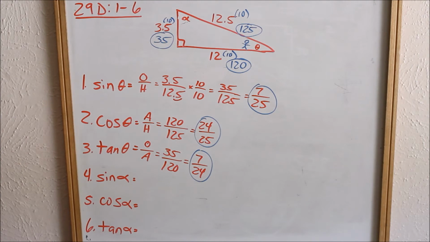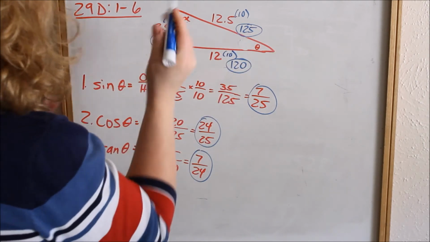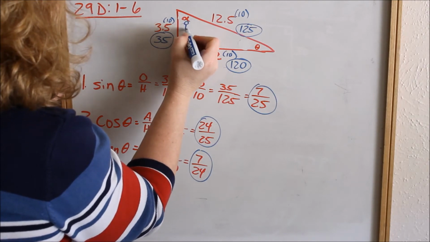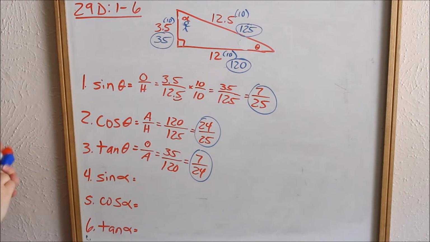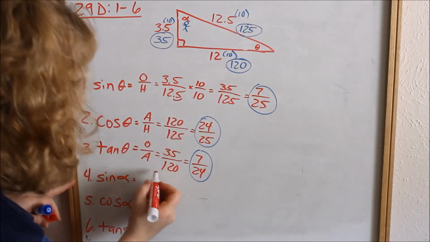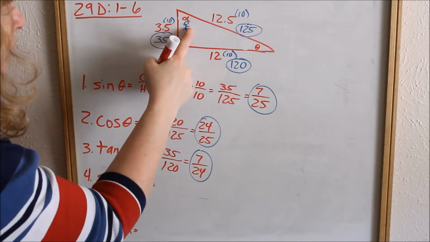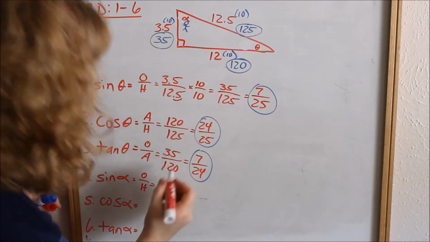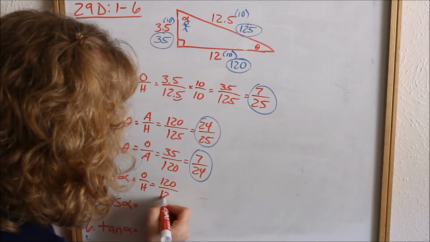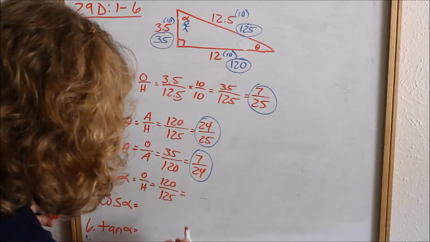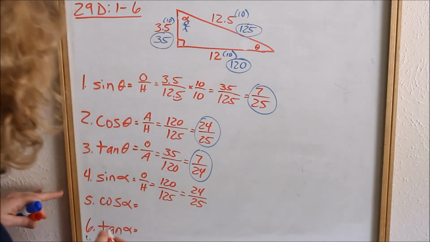Now we want to do sine, cosine, and tangent of alpha, which means we are no longer standing at theta. We are now standing at alpha. So we want all the sides relative to standing at alpha. Sine, the definition doesn't change. Sine is opposite over hypotenuse. If I'm standing at alpha, the side opposite of me is 120. The hypotenuse is 125. That does reduce by 5, 24 over 25.